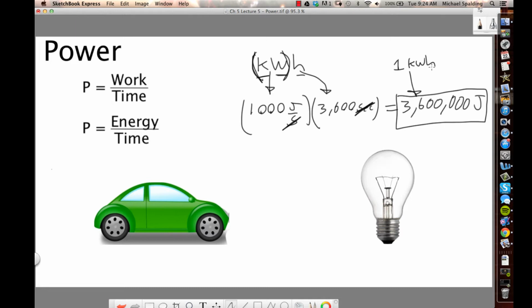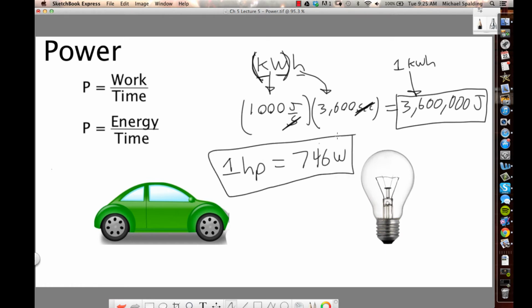In everyday life, what's a common unit that you've all heard for power? It has the word horse in it. Horsepower. You've all heard of horsepower, right? Horsepower and watts do the same job. The power output of a car is frequently measured in horsepower. 1 horsepower is equal to 746 watts. So let's look at an example of this.